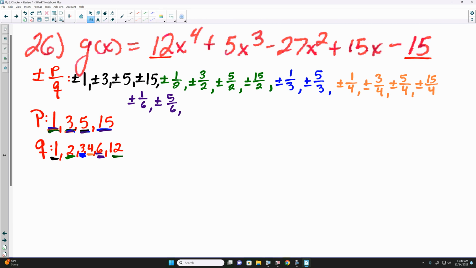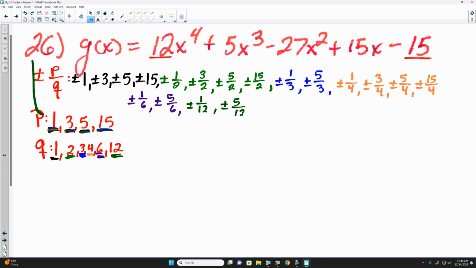Lastly is 12. We'll have plus or minus 1/12. 3/12, if we plugged it in, would reduce to 1/4. We do have it. 5/12 does not reduce, so plus or minus 5/12. And lastly, 15/12 would reduce to 5/4, which we do have.